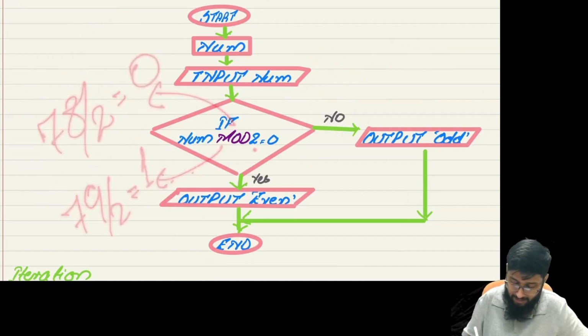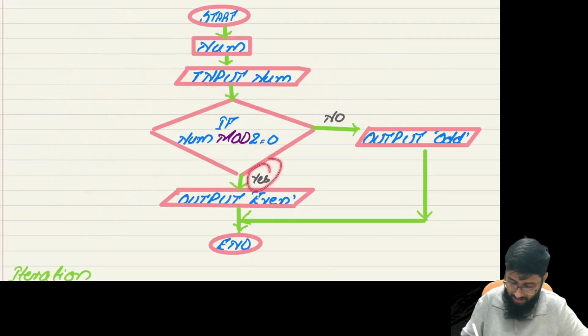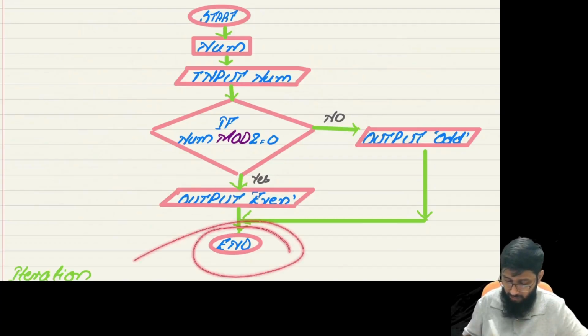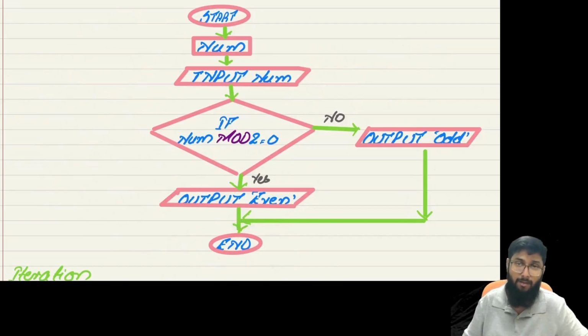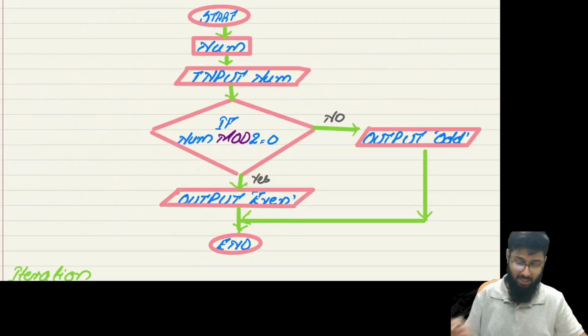So if the remainder is equal to 0, that means it's an even number. If it's a yes, you just output even. If it's a no, you output odd. Either it's even or it's odd, in both conditions you will come to the end of the program, because you were asked to determine whether the single user input value is odd or even.